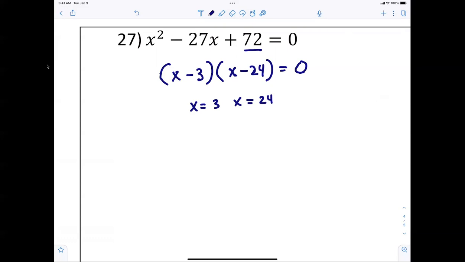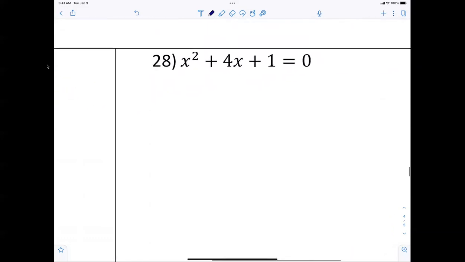All right. 28. Now, again, the middle term is even. The leading coefficient is a 1. I think it's easy just to do the completing the square. So move the 1 over. X squared plus 4x equals what? -1. Now what? Plus 4.